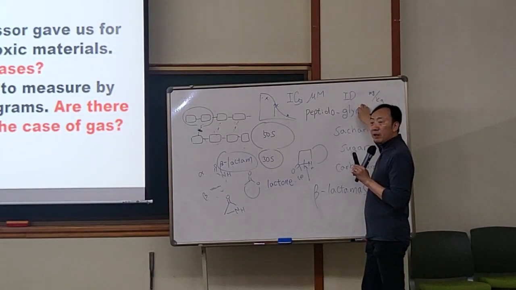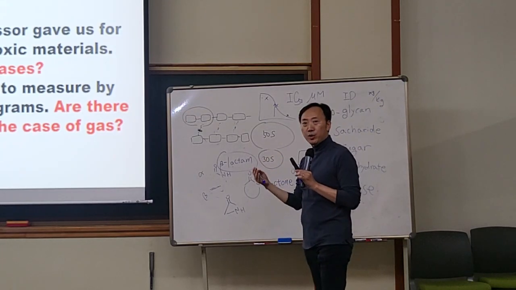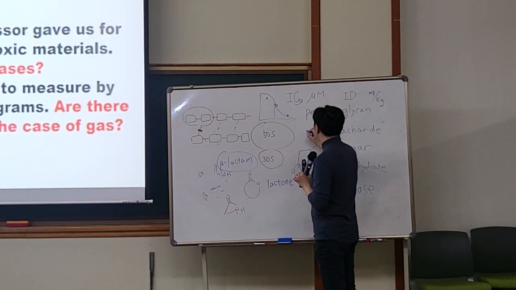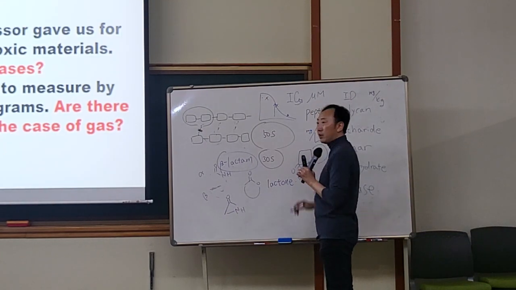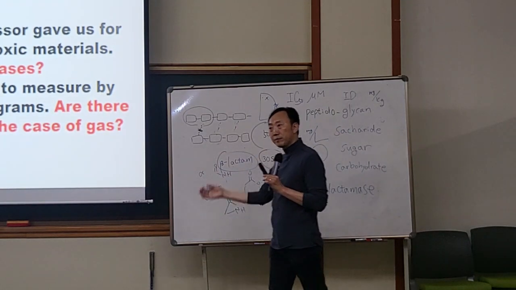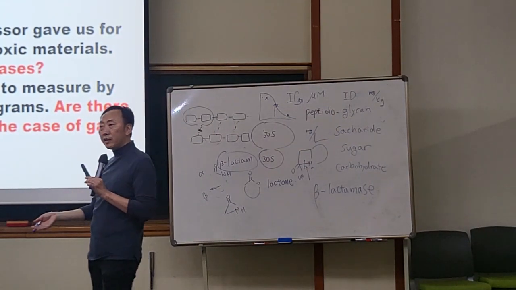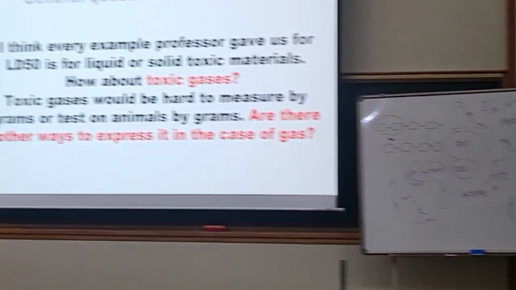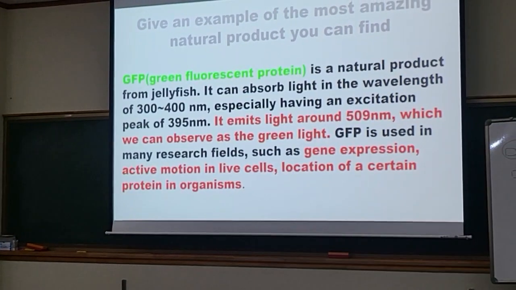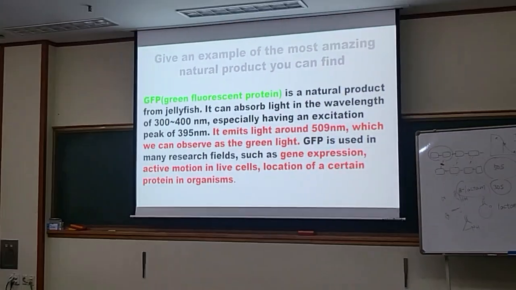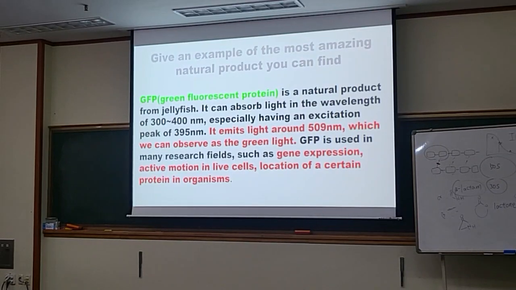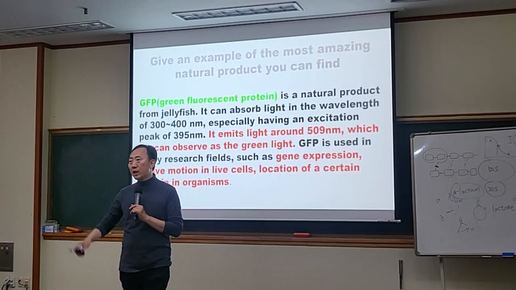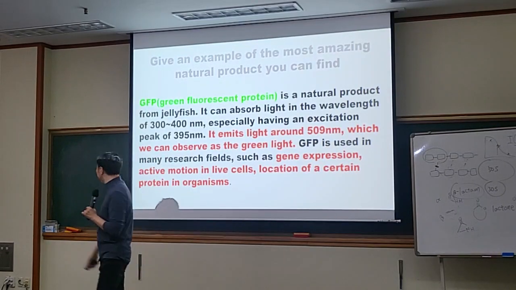Okay, if it's a gas, how can you do it? You can still do it like this: milligram quantity in a liter of gas, a liter of air. Then how many molecules are inside there? It can be used as a concentration or dose. Okay, give an example of the most amazing natural product you can find: GFP. Yes, I agree. This is one of those exciting materials. This topic we will cover at the end of this lecture later.